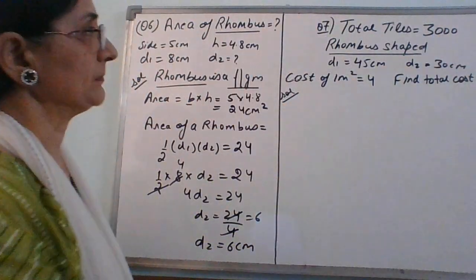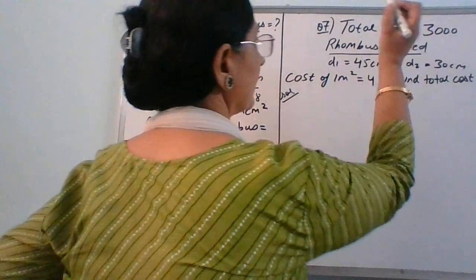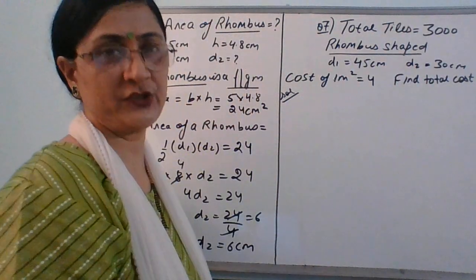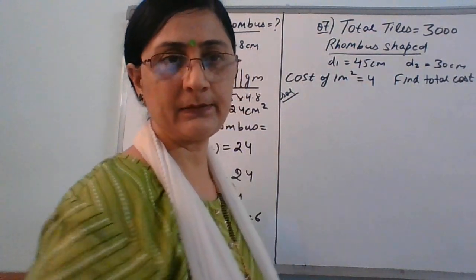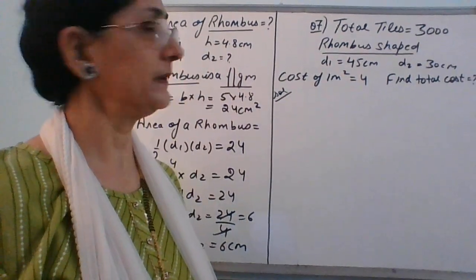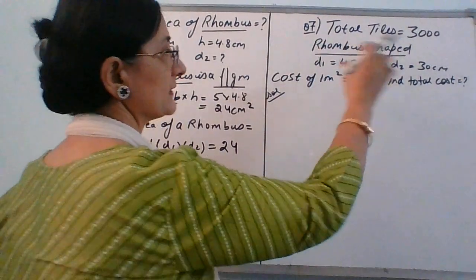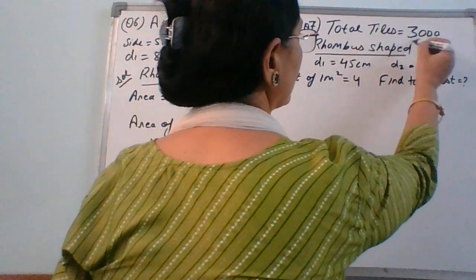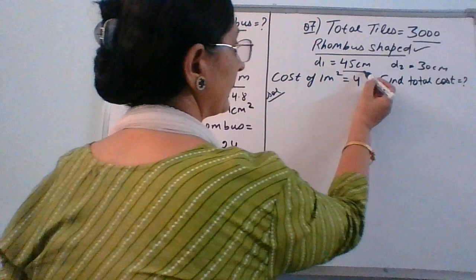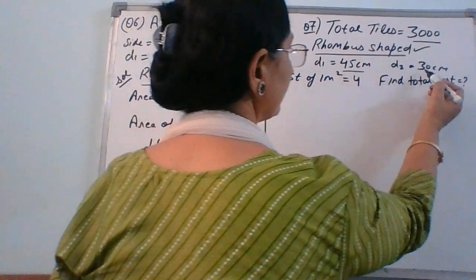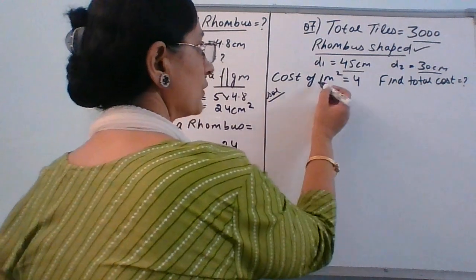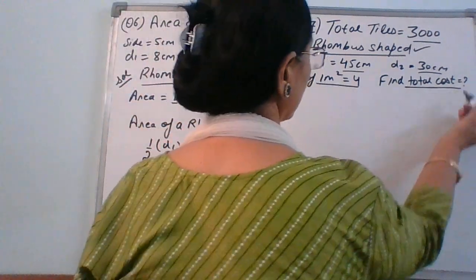Now in this question there are total 3000 tiles and the tiles are rhombus shaped. I've written the given things instead of writing the whole question. Total tiles, rhombus shaped, diagonals, तो diagonals जो है उनके they are 45 and 30 centimeter and cost of 1 meter square is this. Find the total cost, right?